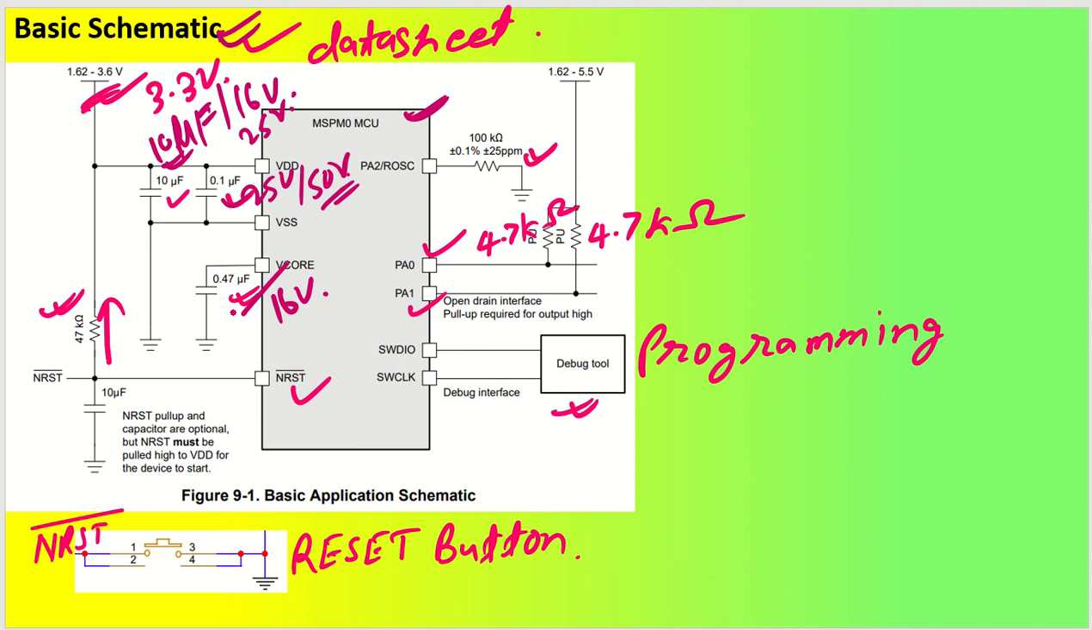Now coming to the NRST pin, that is the reset pin. The reset pin is going to be pulled up with 47 kilo ohm, pulled up to your VDD, which is connected here. Then it is going to be coupled with a 10 microfarad capacitor as well. So you will be putting a 10 microfarad capacitor, and this NRST pin will get connected to the reset button. Once this reset button is connected here, this reset NRST will get connected like this.